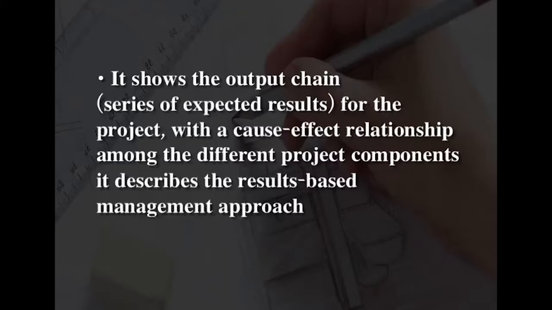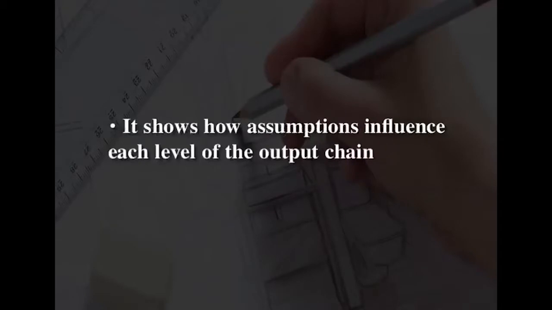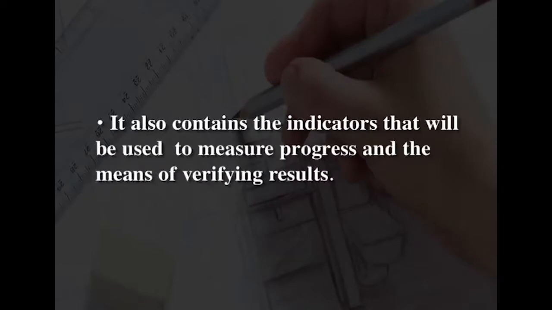It describes the results-based management approach. It shows how assumptions influence each level of the output chain. It also contains the indicators that will be used to measure progress and the means of verifying results. The log frame usually consists of a matrix with 4 columns and 4 rows which summarize the project structure.